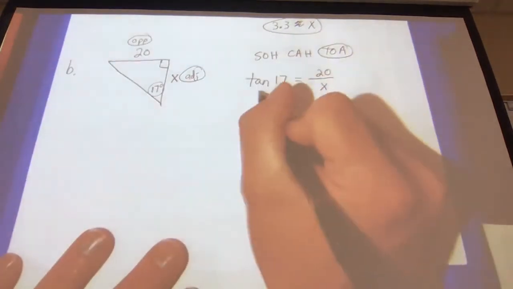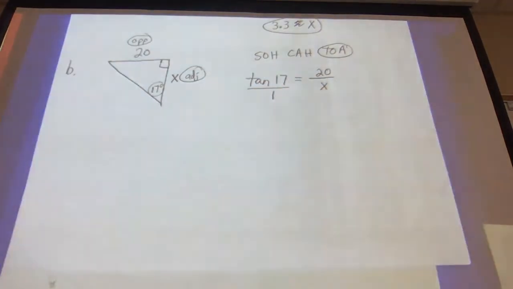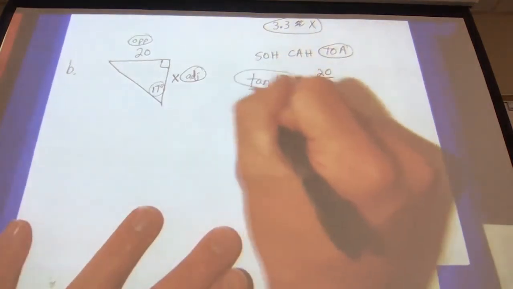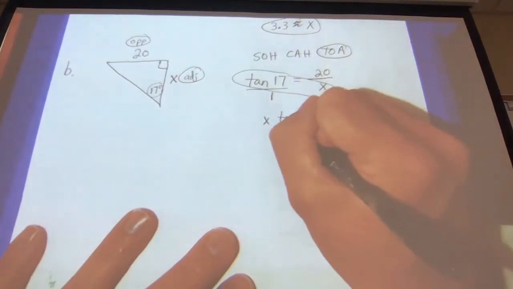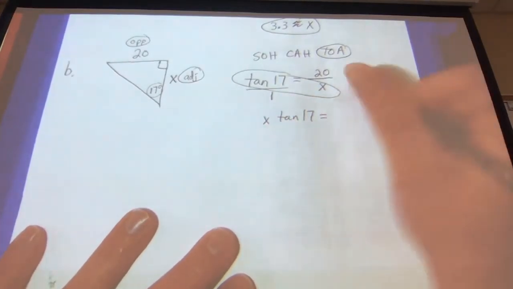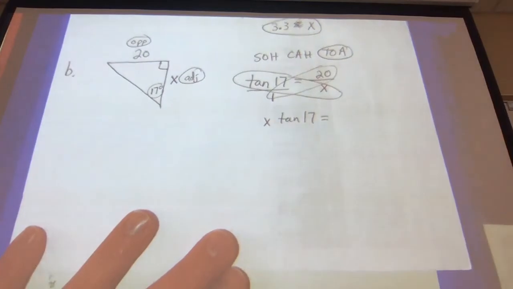And now once again, I'm going to make this into a proportion by putting this over 1. Once you put that over 1, you can cross multiply. Tangent of 17 times x, I'm going to write as x times the tangent of 17. 20 times 1 is 20.